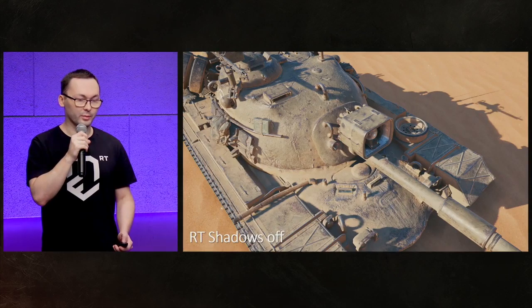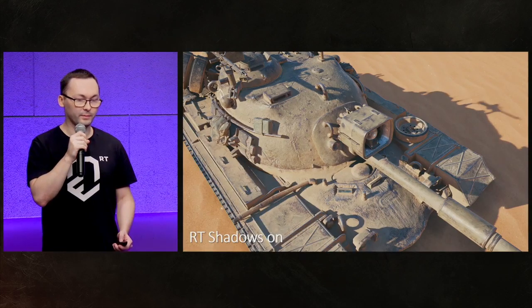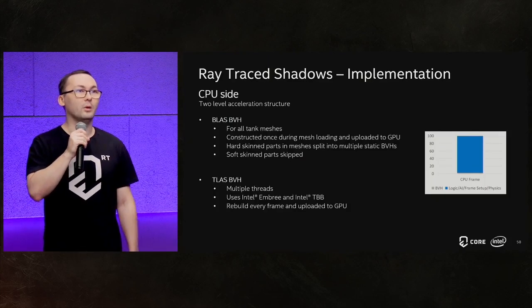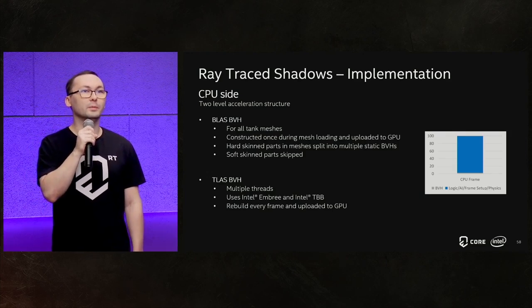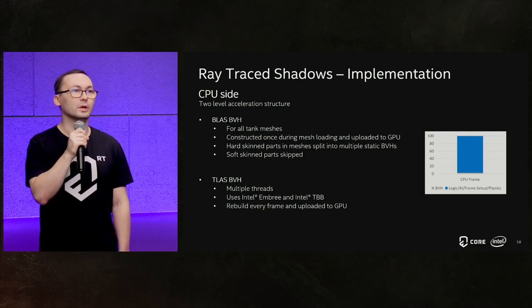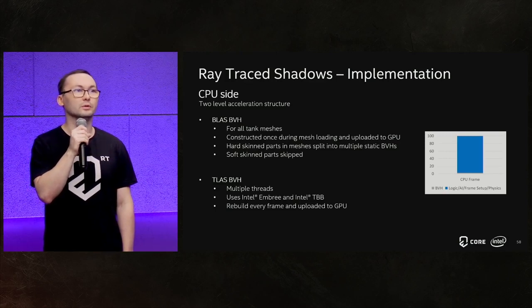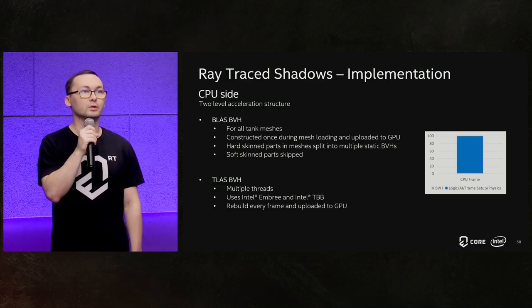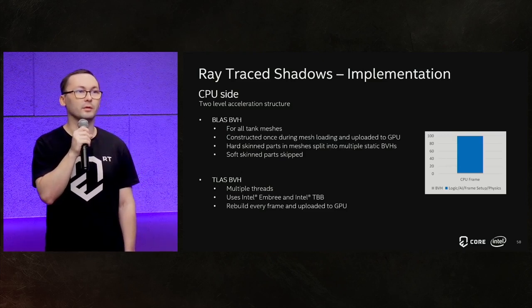So here are two comparison screenshots back and forth. And now let's talk about the implementation details of ray traced shadows. The general concept is similar to the existing hardware real-time ray tracing solutions. There are two levels of acceleration structures, bottom level and top level.